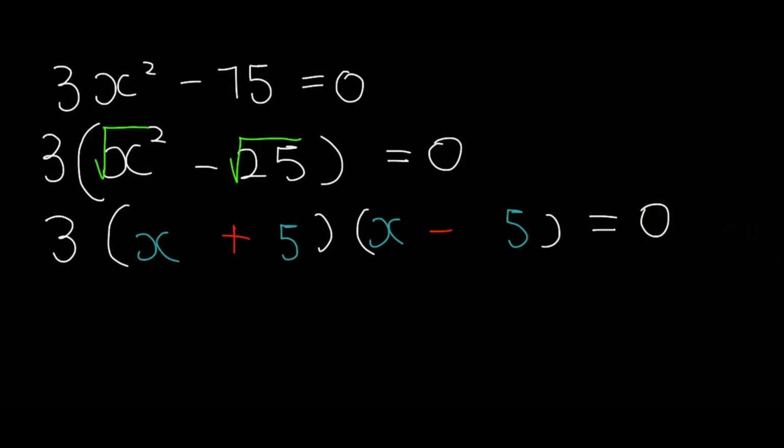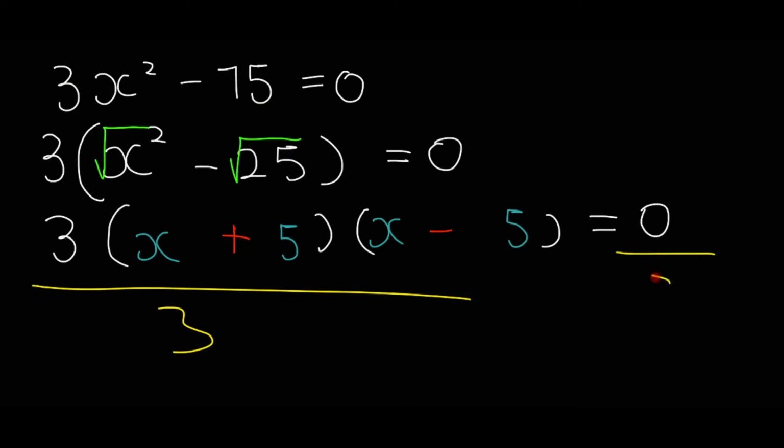So from there we solve for x, but the first thing we do is divide this by 3. So we divide by 3, and we get 0, because 3 and 3 cancel on this side, and then 0 divided by 3 gives 0.